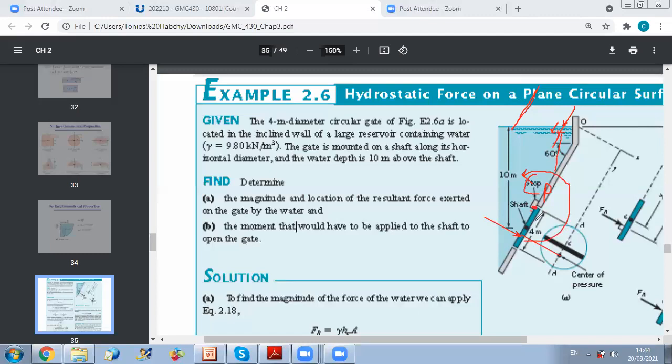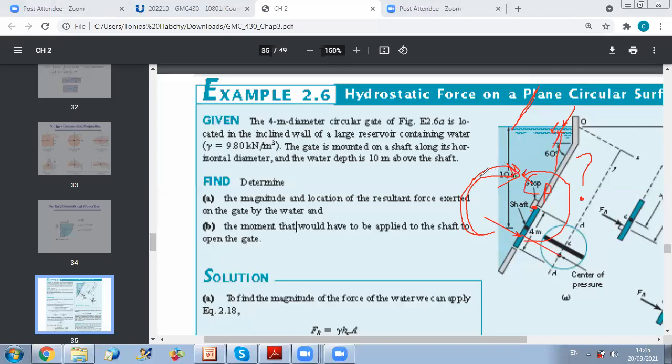So if you want to open the gate, what should you do? To be able to open the gate, you should apply a moment that is able to oppose the moment of water. You have a stop here that will keep your gate closed. If you want to open your gate, you should apply at least a moment that is opposing the moment created by water. Okay? So now what is the idea? The idea is to find the moment created by water to know the minimum moment that I should apply on the shaft to open the gate.